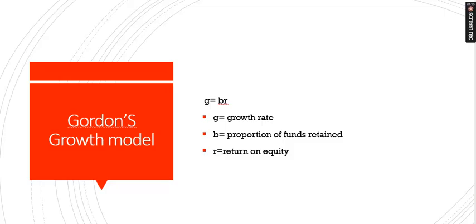Proportion of funds retained means when you have paid dividends, how much is left. For example, if dividend was 30%, it means what is remaining is 70%. That's B, 100 minus 30. Then R is return on equity. Return on equity is profit after tax divided by number of shares or divided by total equity. So take note of that.